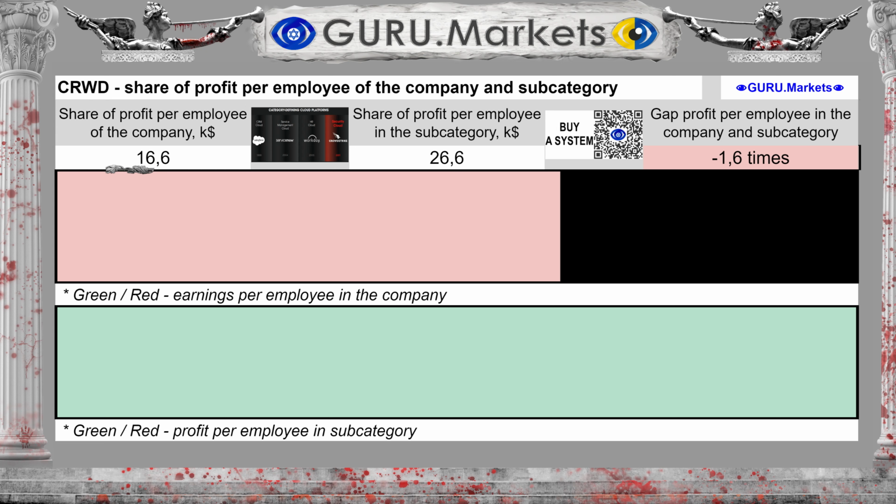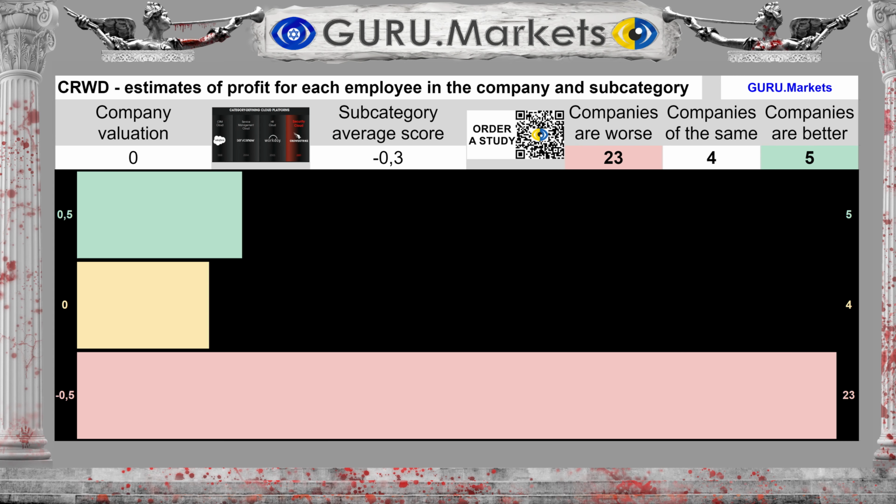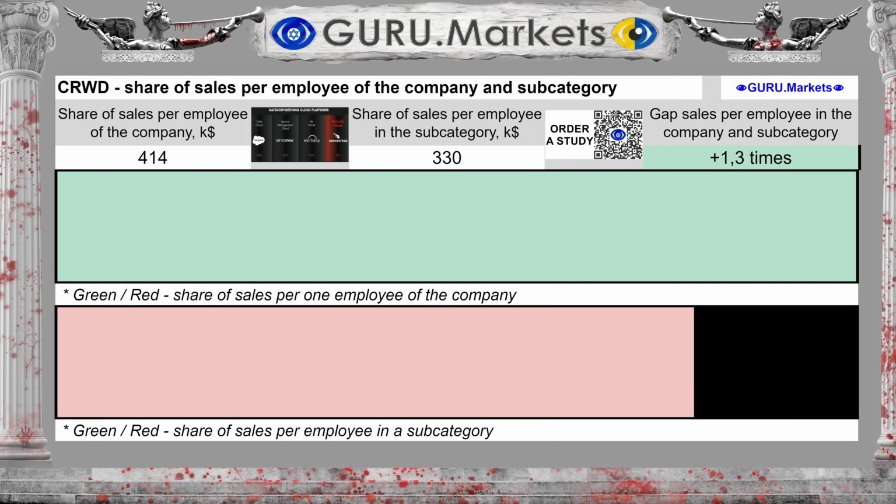The average for the subcategory is $26,600. The difference between the subcategory average and the company's performance is 38%. Estimation of profit per individual employee in comparison with the indicators of companies in the subcategory. Tolerable, 0 points. The share of sales for each company employee is $414,000.